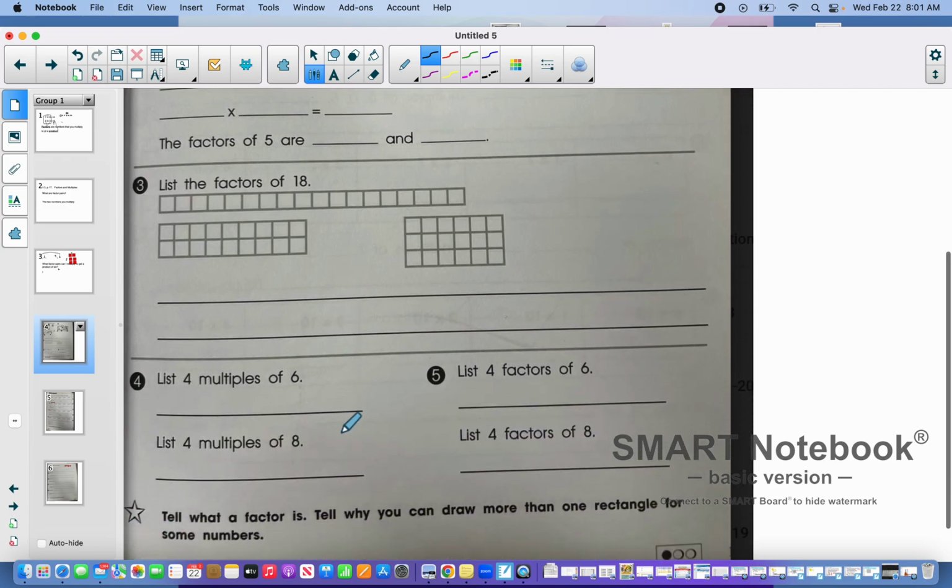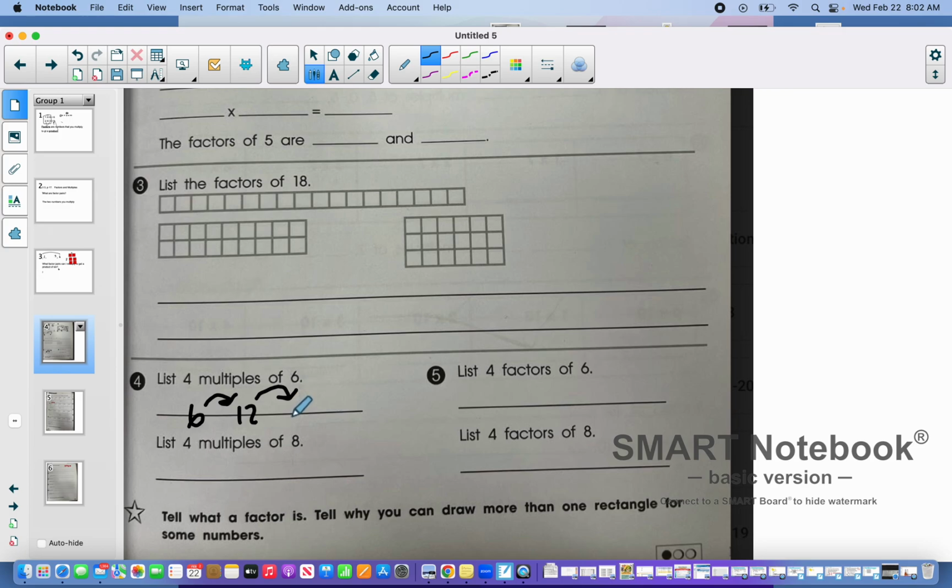Let's jump down to number 4. It says list 4 multiples of 6. So our multiples are just like skip counting. If I said list the multiples of 5, 5, 10, 15, 20, multiples of 100, 100, 200, 300. So the multiples of 6, you go 6, then just add another 6. So you get 12. Add 6 to 12. Click pause.